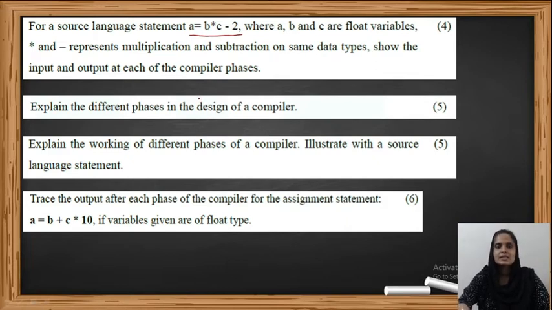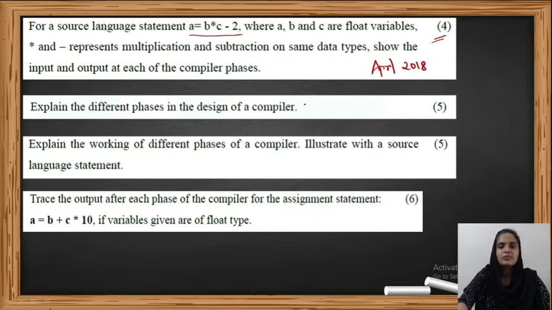So the question is, we have to consider this given statement. One assignment statement is given. We have to consider this statement as our input to the compiler. And we have to show the output of each and every phase of the compiler. What the output will be for this statement when we give this statement to the compiler. At each phase, how the statement will be converted, that we have to show. And the question comes as a 4-mark question. And this was asked in the April 2018 paper.